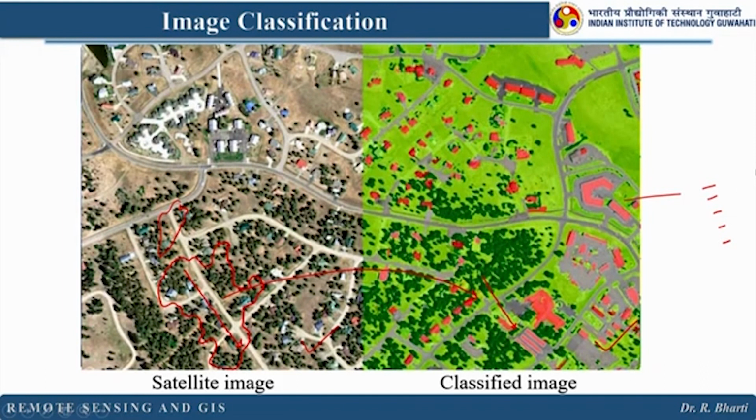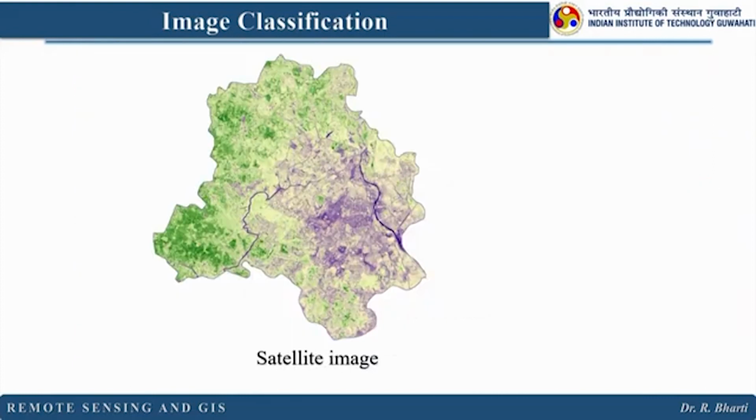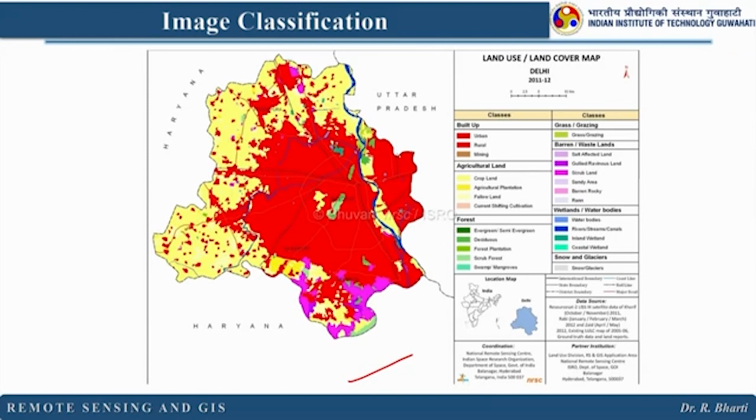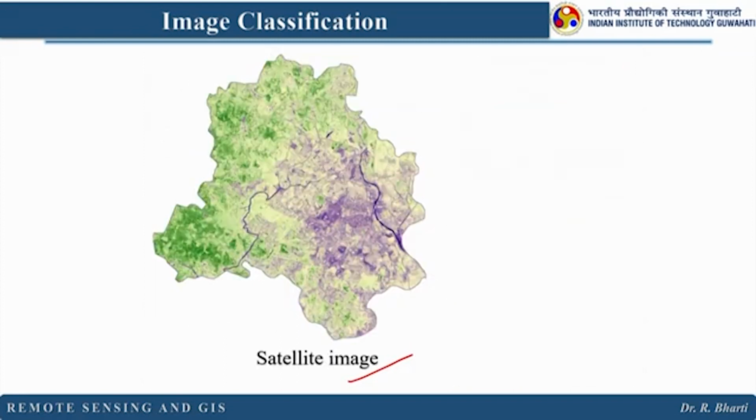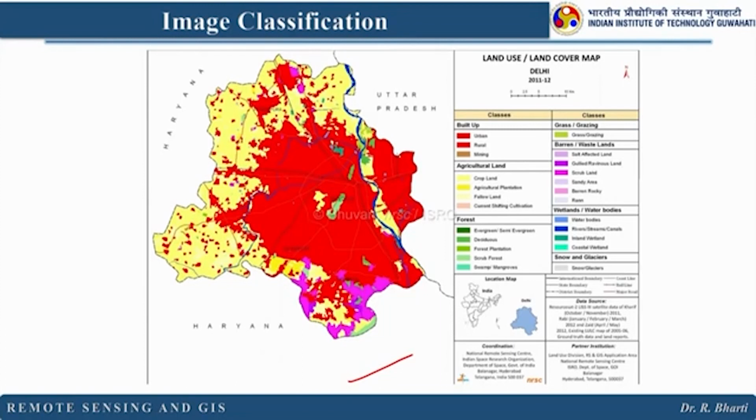This is another example you can see here, right. So this is exactly what classification is meant for. You can see this is the satellite image of an area and this is the classified image of the same area. Now here you can see this is basically Delhi, and here we have resolved all the pixels into different classes like urban, rural, mining, right, and then within forest there are variations.